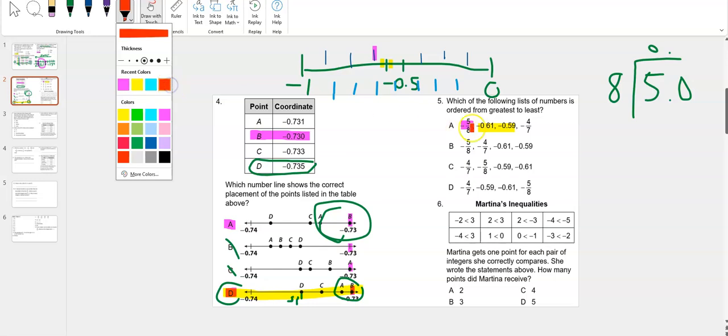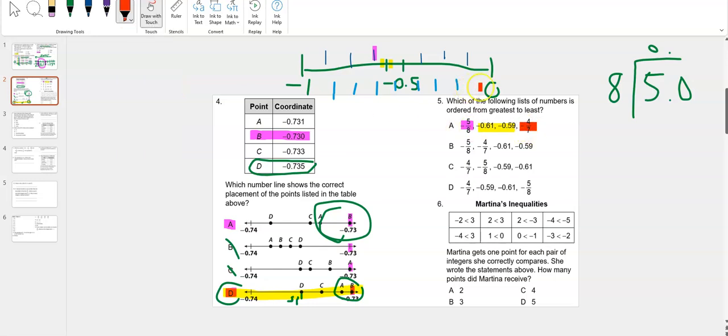Then I'm going to take another color and I'm going to do -4/7. On the bottom, again, I just kind of roughly divided my number line into 7 equal pieces, and I'm going to count 4 of them. 1, 2, 3, 4. And that is going to be larger. It's closer to 0, farther right, than the -59 hundredths.